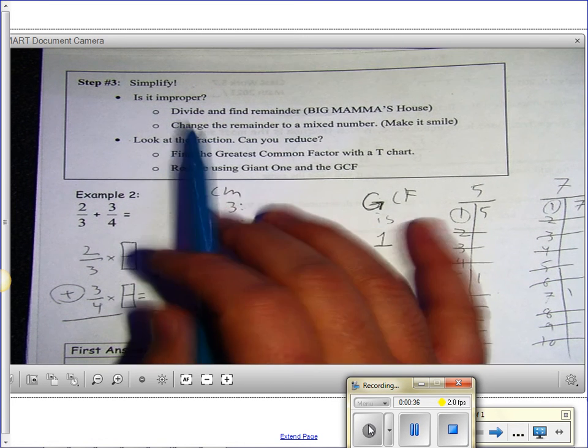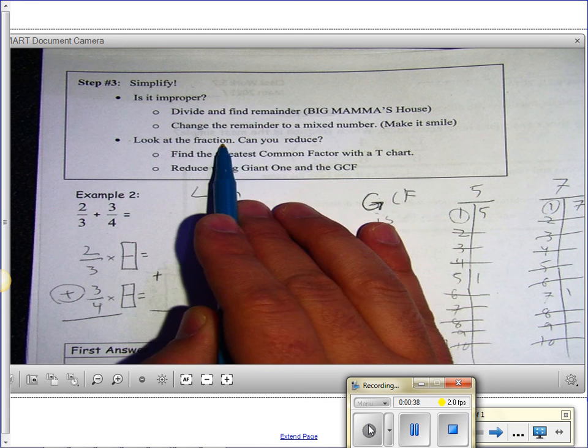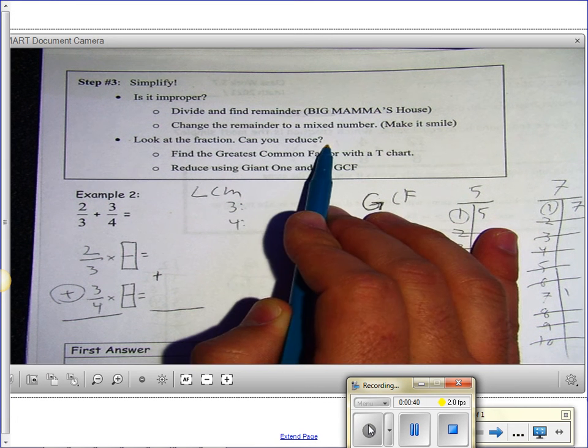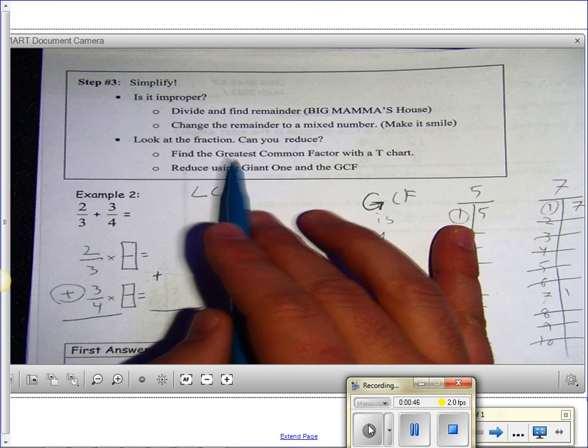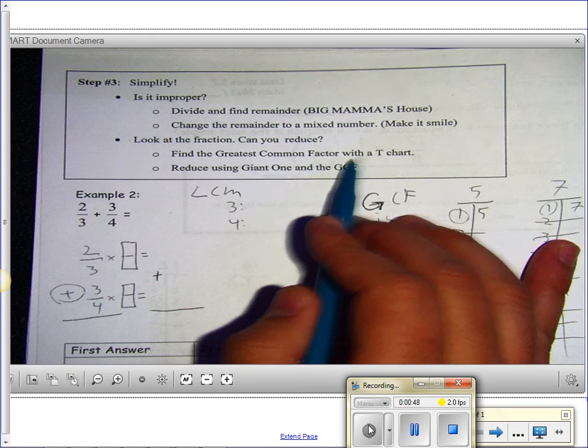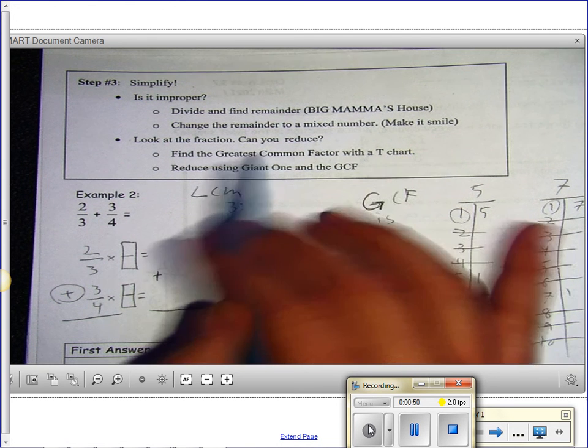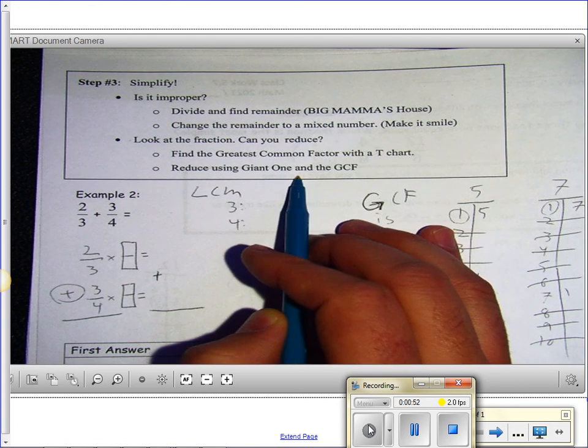You also need to check if the fraction can be reduced. If the fraction can be reduced, then you have to find the greatest common factor with a T-chart, and reduce using giant 1 and the greatest common factor.